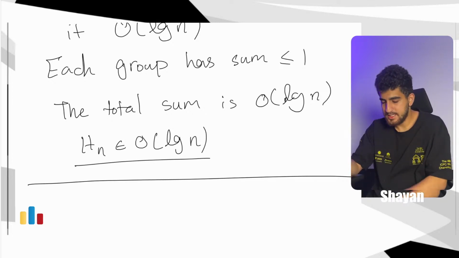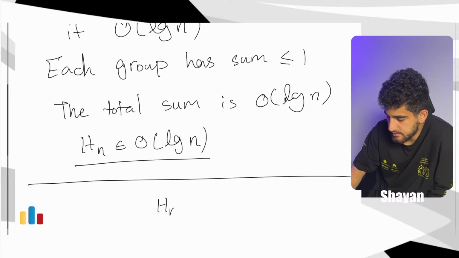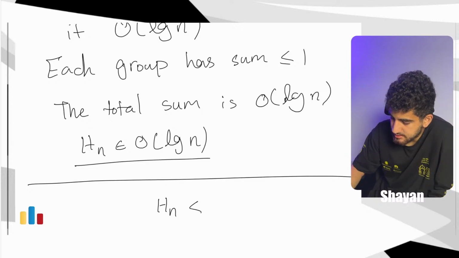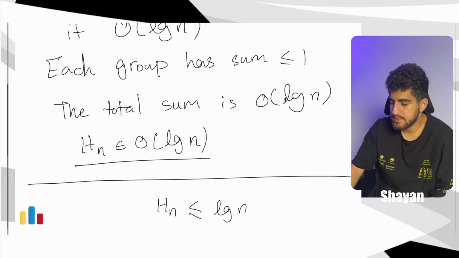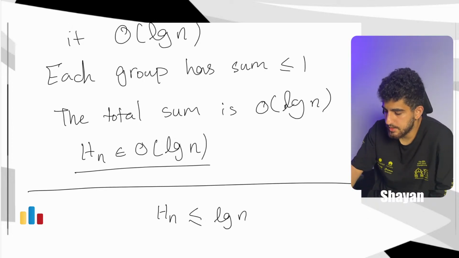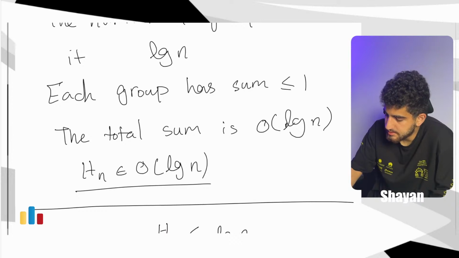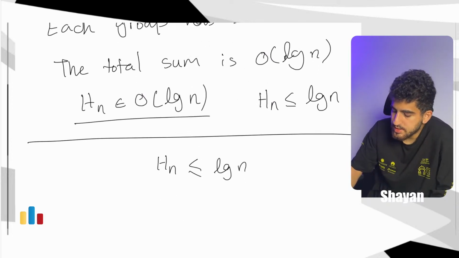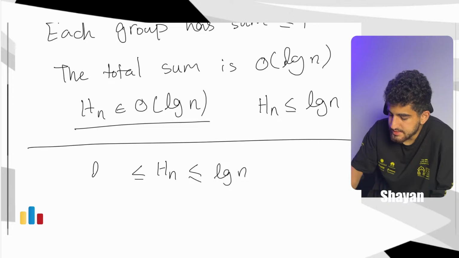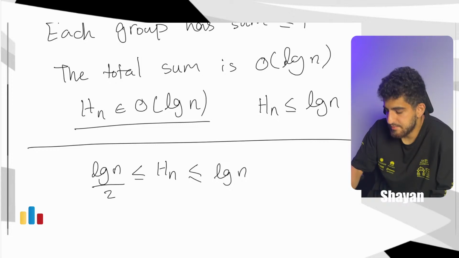I want to show that it is really around log n. We showed that h of n is less than log n, because we have at most log n groups. I mean, the number of groups is at most log n. It's not even O of log n. It is at most log n, and each one of them has sum at most 1. So h of n is really at most log n. But I want to also show that h of n is greater than or equal to log n over 2.